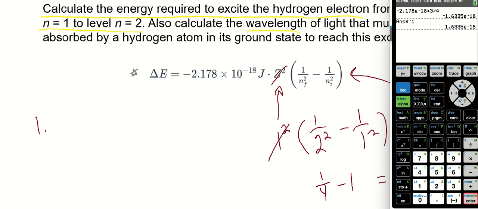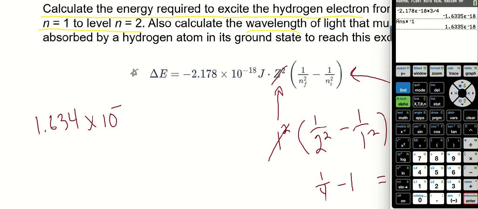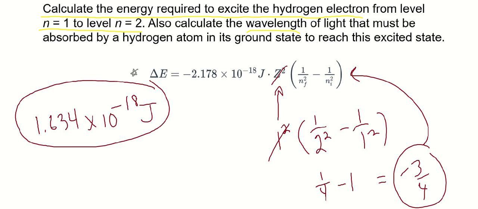1.634 times 10 to the negative 18 joules. So there's our answer to the energy required to excite an electron in hydrogen from n equals 1 to n equals 2. Now let's calculate the wavelength of that energy, because it's talking about the same thing here. It's going from the ground state, which is n equals 1, to the excited state, which is n equals 2. So it's the wavelength of that energy, of that light.